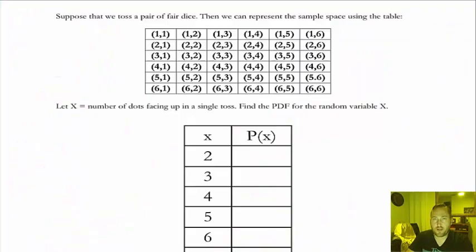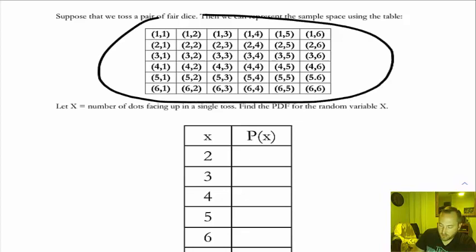Section 4.1, PDF for a discrete random variable. With this example, we're going to look back at the two dice being rolled. Again, as we discussed, for the sample space listed here, this table is a display of the sample space. That's kind of like the concept of population. That's a set of all outcomes.